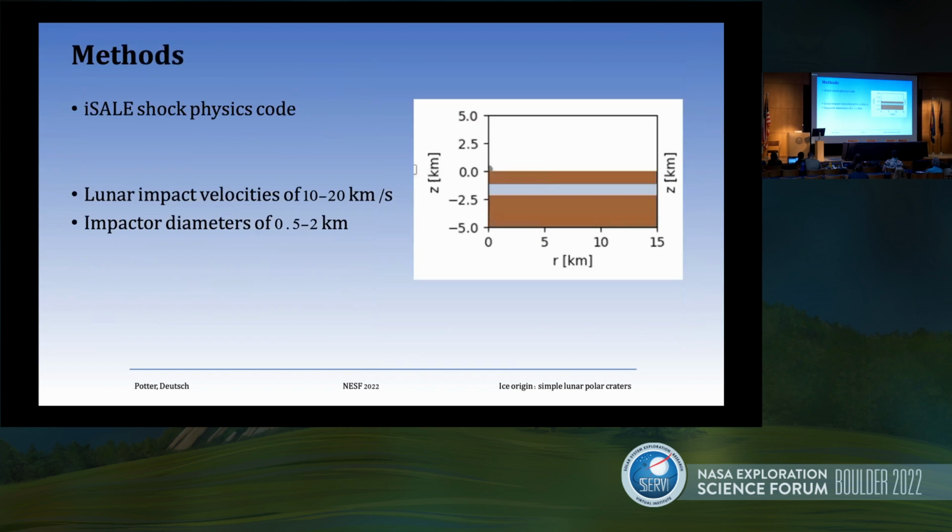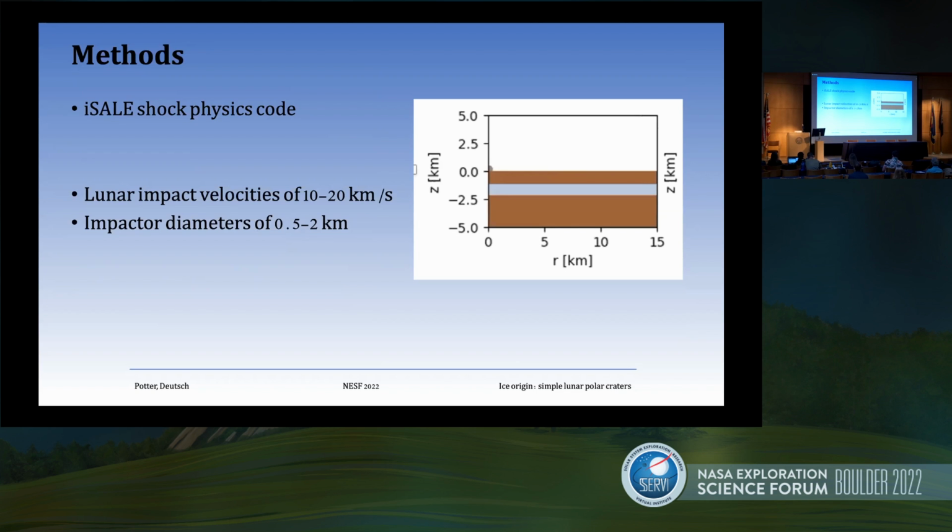So onto our methods. To numerically model these simple cratering events, we use the iSALE shock physics code, which has been used extensively to model impacts on the moon and other bodies. On the moon, it's been used for everything, as I said, from Shackleton crater, a small simple kind, all the way up to South Pole-Aitken.